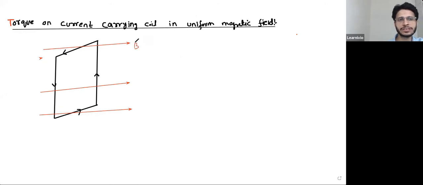Though the calculations are easy, directions are very much involved in this calculation. So before starting this calculation, let's name this coil as ABCD. But you should at least know how this coil is placed.